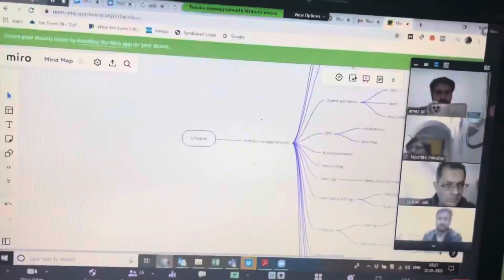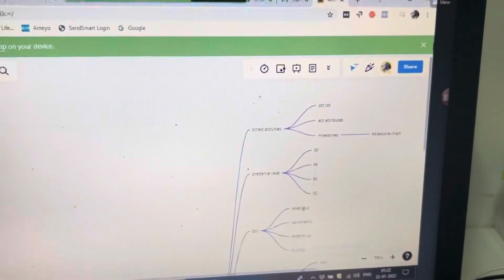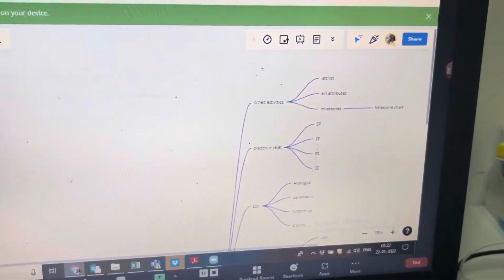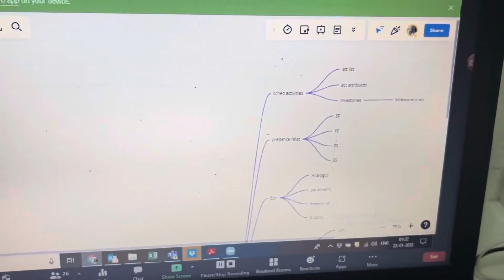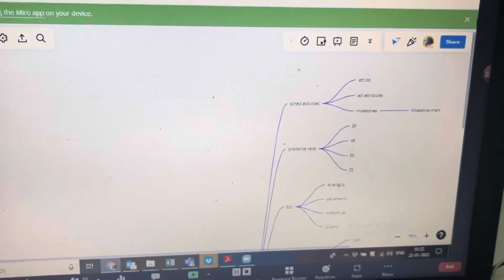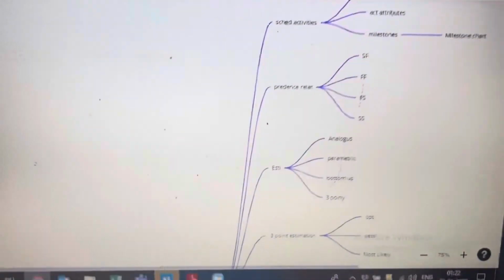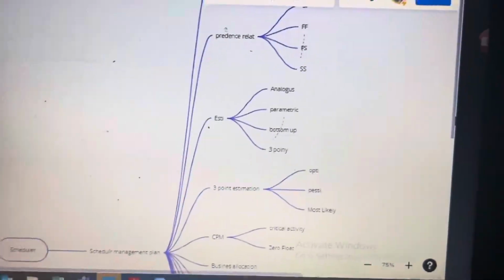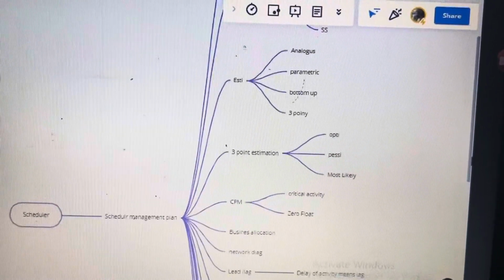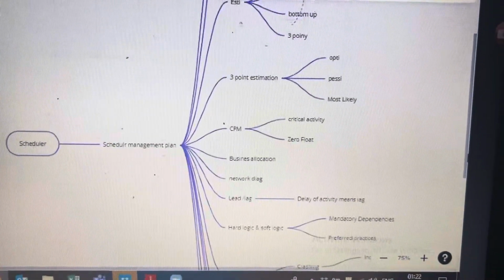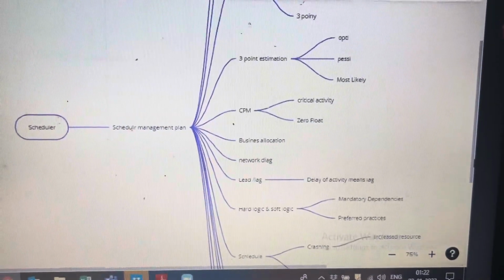So we went from schedule to schedule management plan. In that, we first discussed schedule activities, the activity list, then activity attributes, then the milestone chart. Then we talked about precedence relations: start to finish, finish to start, FS, SS. Then we discussed estimation, in which analogous, parametric, bottom up, 3-point. Then we took 3-point estimation and further explained it into optimistic, pessimistic, most likely. Then we took critical path and critical activity, in which only 0 float is allowed.